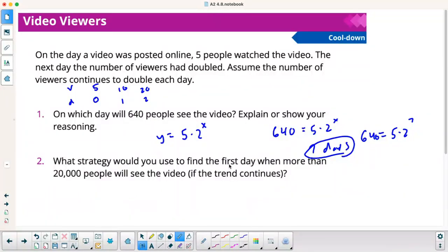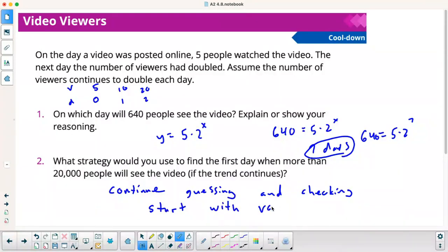Okay. What strategy would you use to find the first day when more than 20,000 people see the video if the trend continues? I would probably continue guessing and checking. I would start with values greater than 7 because I know 7 gave me 640. Okay.